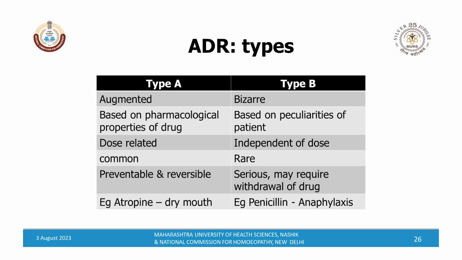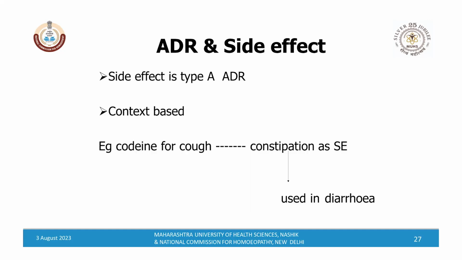So atropine resulting in dry mouth is a type A reaction, while anaphylaxis or allergic reactions due to penicillin would be classified as type B adverse drug reactions. Many a time we use the term side effect. For any untoward reaction produced by a drug, we say that this is a side effect of the drug. No doubt, a side effect is an adverse drug reaction of the drug. But mind you, all adverse drug reactions need not be called side effects.